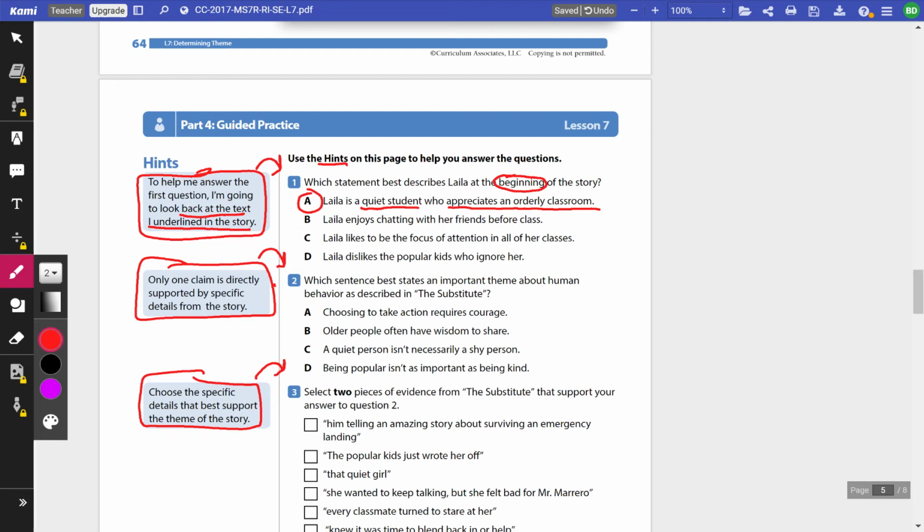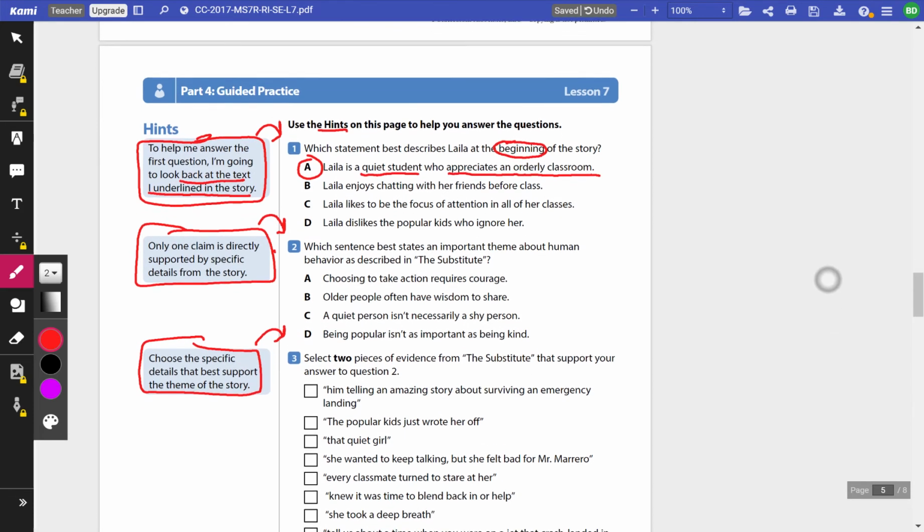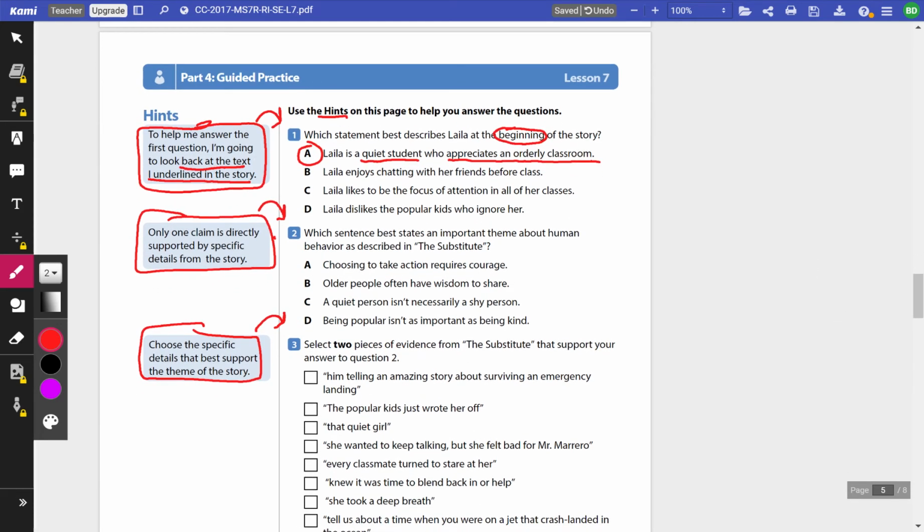So answer choice B says Layla enjoys chatting with her friends before class. So this one can't be correct because there's no textual evidence to back that up. We don't really know what Layla likes to do before class and if she likes to chat with her friends. There's nothing in the text that tells us that.